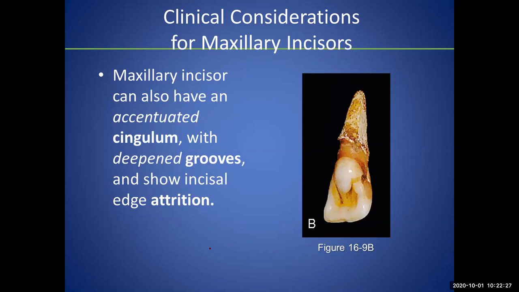Maxillary incisors also have an accentuated cingulum. They have deeper grooves and they show incisal attrition. Incisal attrition is the wearing, tooth-to-tooth wearing. Here, because we're using them, we're biting into things. It has a more distinct cingulum than do the mandibular counterparts.